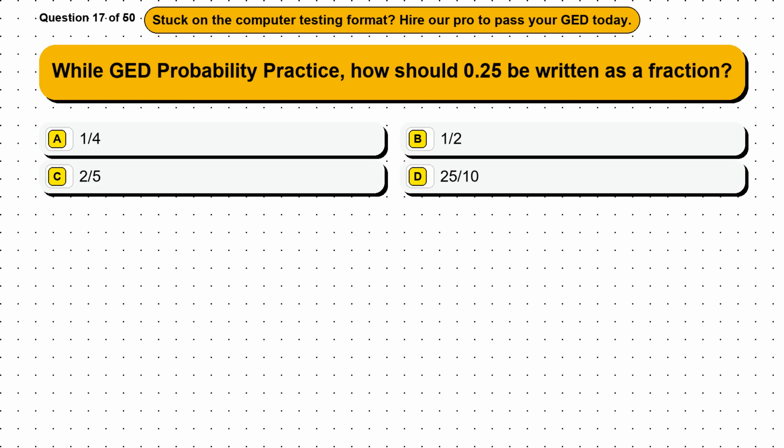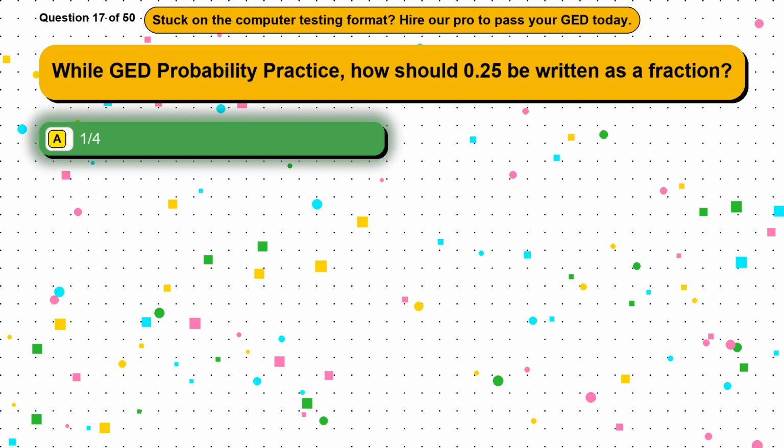Question 17. While GED probability practice, how should 0.25 be written as a fraction? Option A, 1/4. Option B, 1/2. Option C, 2/5. Option D, 25/10. The correct answer is option A, 1/4.